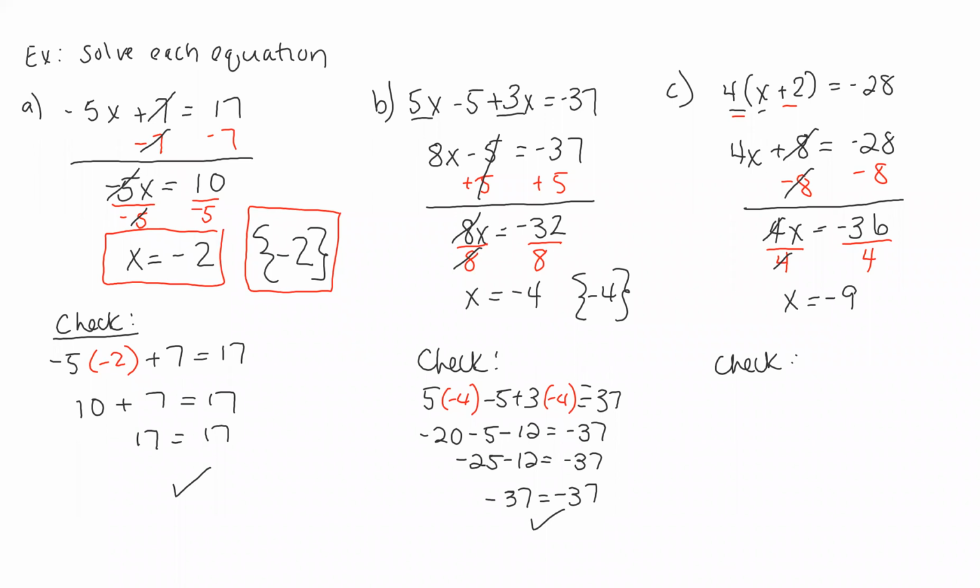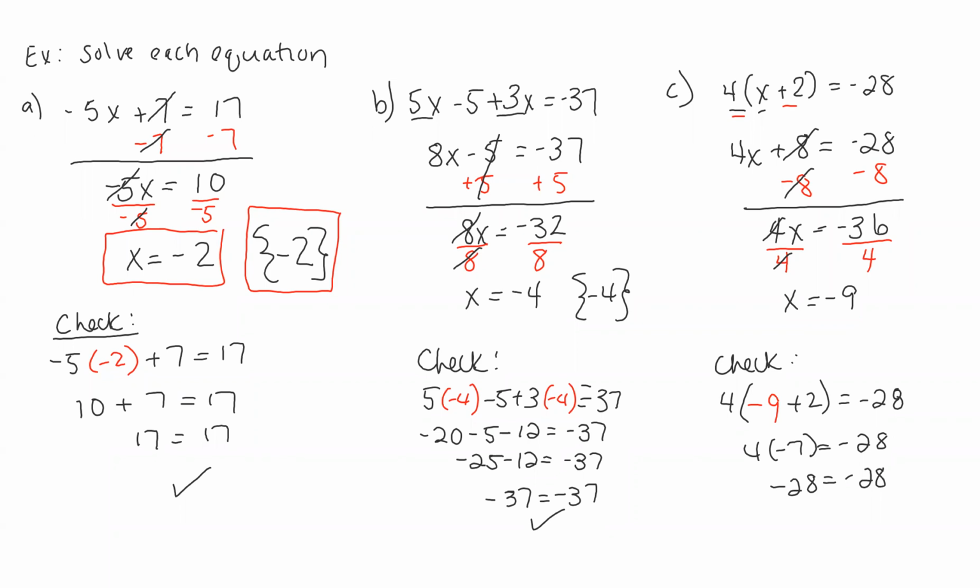All right. So here, we're going to take the original equation, 4 times x plus 2 equals negative 28. Anywhere we see an x, we're going to replace it with a negative 9. So I get 4 times negative 9 plus 2 equals negative 28. Inside parentheses, negative 9 plus 2 is negative 7. So now we need to see, is 4 times negative 7 equal to negative 28? It is.